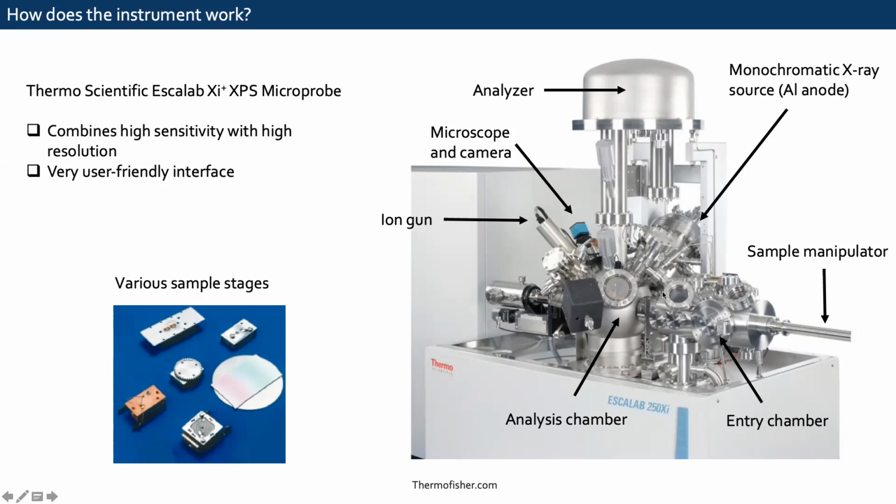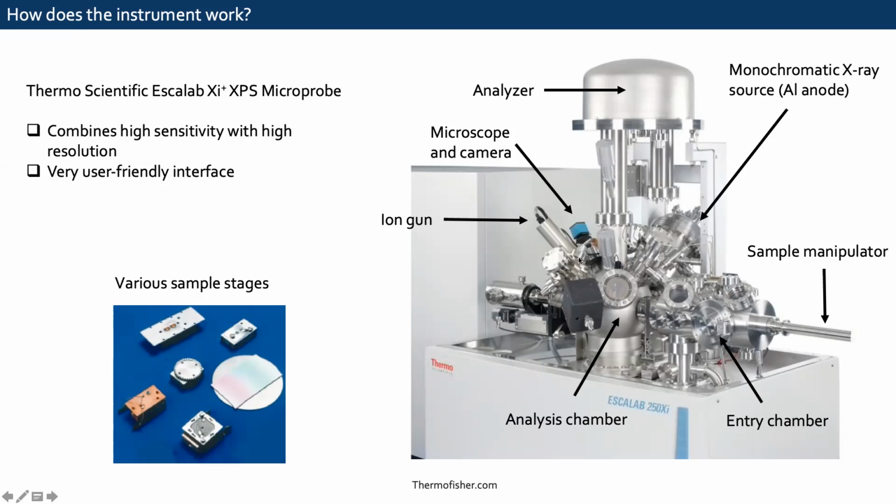Once it's high enough vacuum, there's a door between the entry chamber and the analysis chamber. And so then you open the door, you move your sample into the final analysis chamber, you drop it off in the middle of that chamber, close the door, and then pump to even higher vacuum. And then at that point, that's when you can start your experiment.